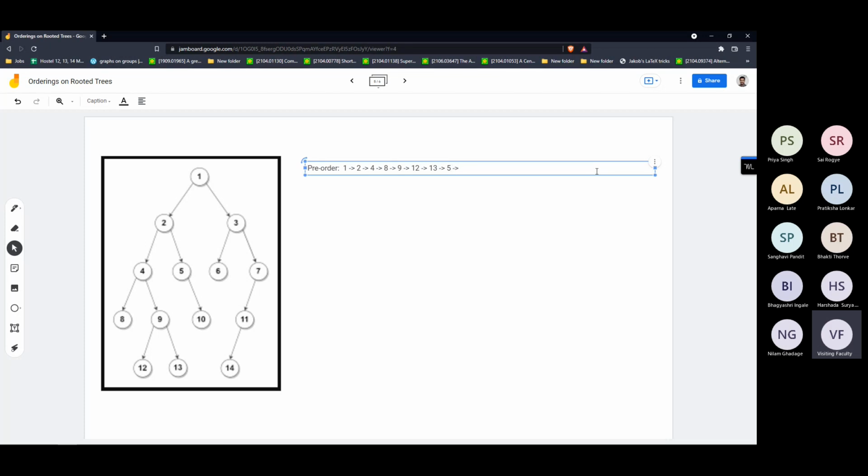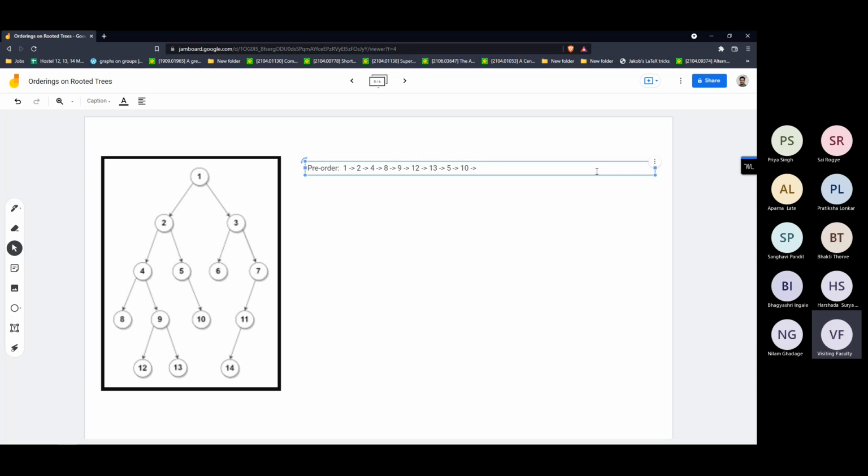5 has no left subtree, only the right subtree, so I just write 10. This completes the right subtree of 2. But 2 is the root of the left subtree of 1, so this completes the left subtree of 1.